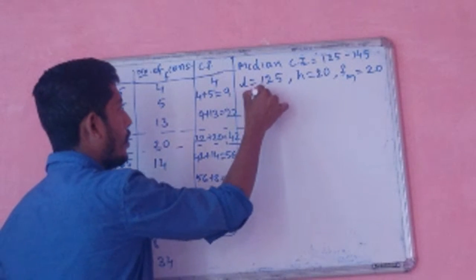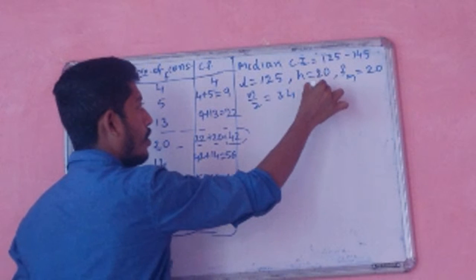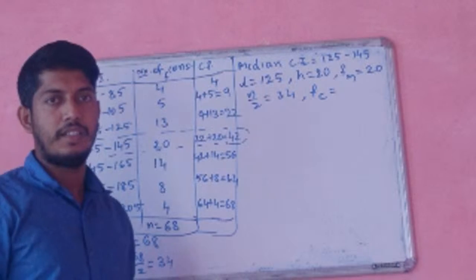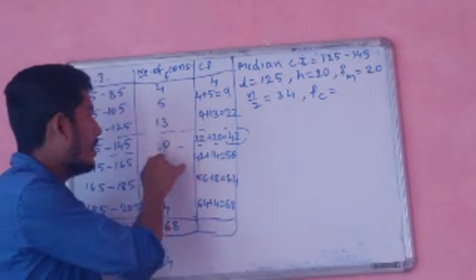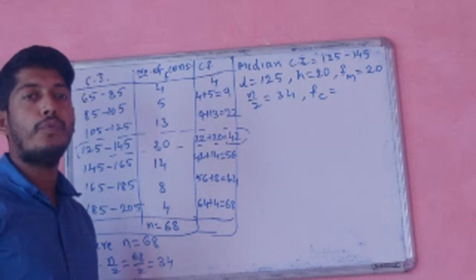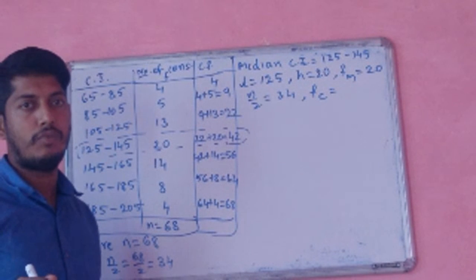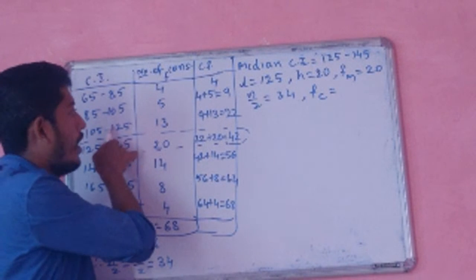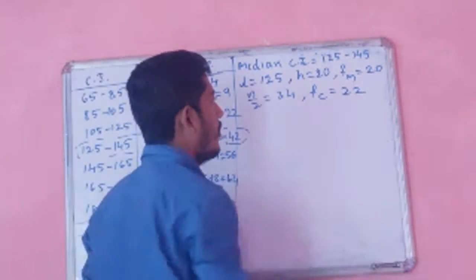And the n by 2 value we know, that is 34. Next we have to find out Fc, that is the cumulative frequency of the preceding class interval. This is the median class interval. Preceding class interval means 105 to 125, and Fc means the cumulative frequency of the class interval preceding the median class interval. So the preceding class interval is 105 to 125, and the cumulative frequency of that is 22. Therefore the Fc value is 22.